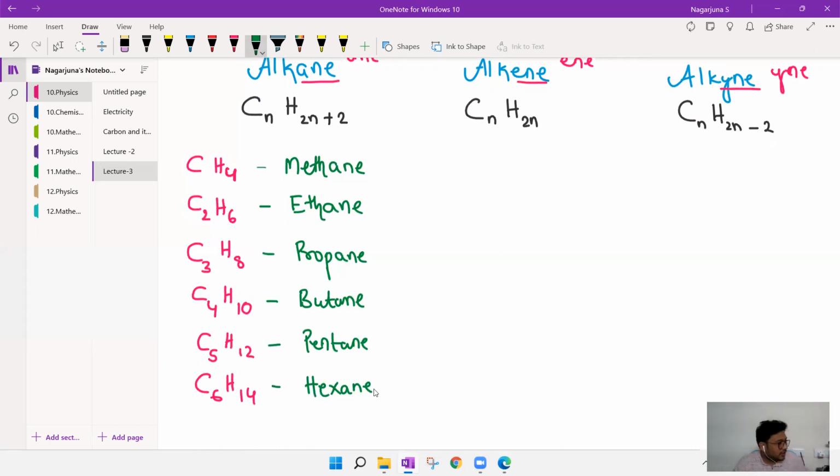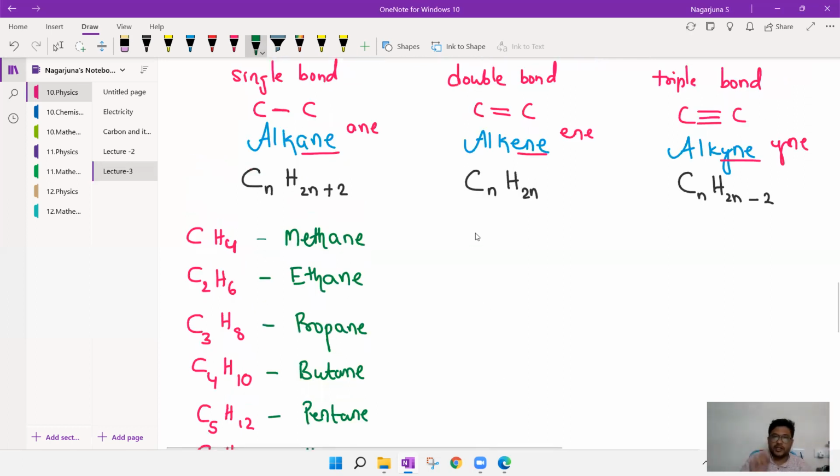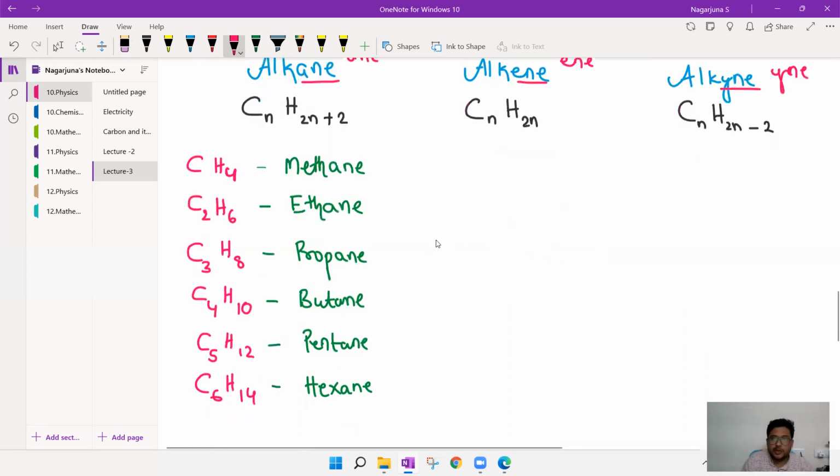That's it. Now we need to go with alkene. But for alkene, 1 is not possible because if you substitute 1, it becomes C1H2 into 1, 2, which means 1 carbon with 2 hydrogens. You see guys, carbon has 4 valency. How many hydrogens are they telling? 2 hydrogens. If 2 hydrogens are mentioned, there will be free valency. The compound is not satisfied, it is not stable. So 1 is not possible in alkene as well as in alkyne. In alkene and alkyne, 1 is not possible. You have to understand that. From 2 it is possible. Now, if you substitute 2, it becomes what?